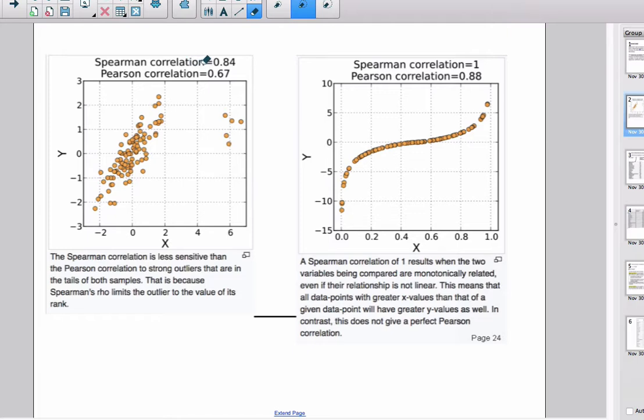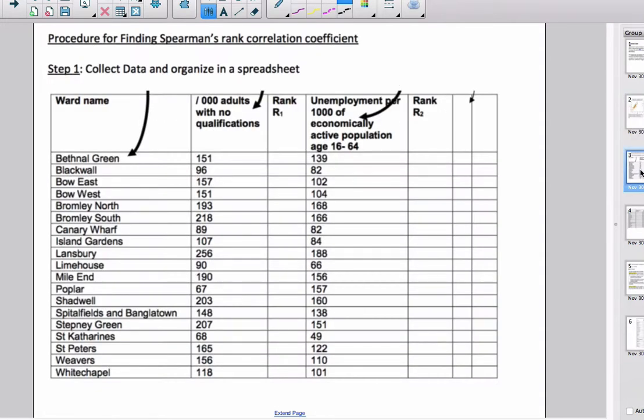Okay, but using the Spearman's correlation coefficient, you get 0.84, which is more indicative of what we see when we look at the scatter graph right here. Okay, so Spearman's correlation is less sensitive to outliers, and it can be used for nonlinear relationships. Okay, so those are two of the very important uses of Spearman's correlation coefficient. So now let's see how it works.